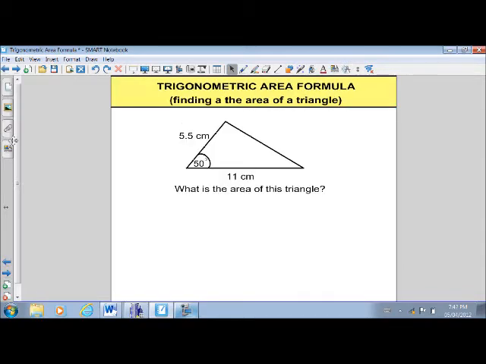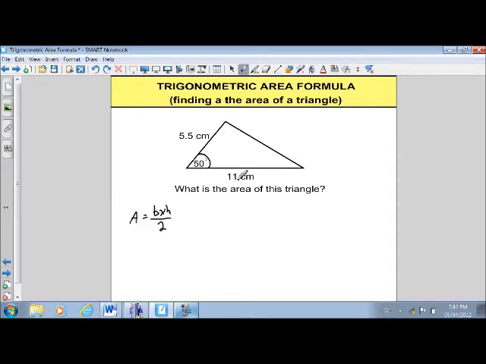And now, you've probably looked at the area formula for a triangle. Area equals base times height divided by 2. Most people start with that one. And so this trig area formula is really just an extension of that formula. So if we look at this example up here, we're asked for the area.